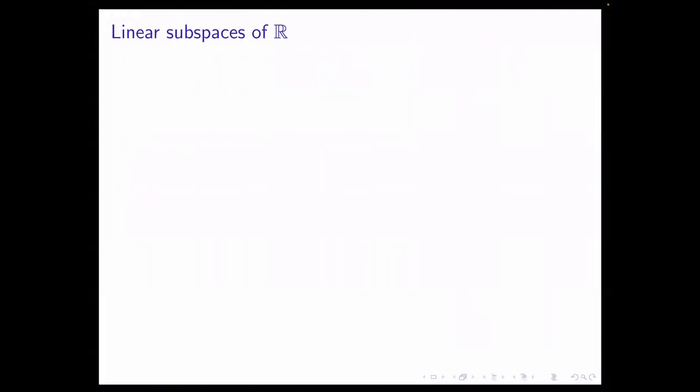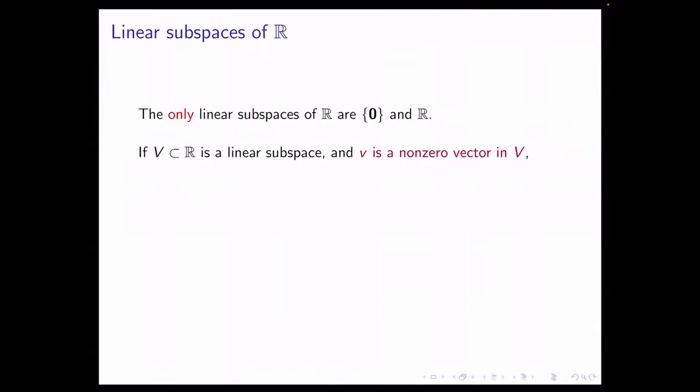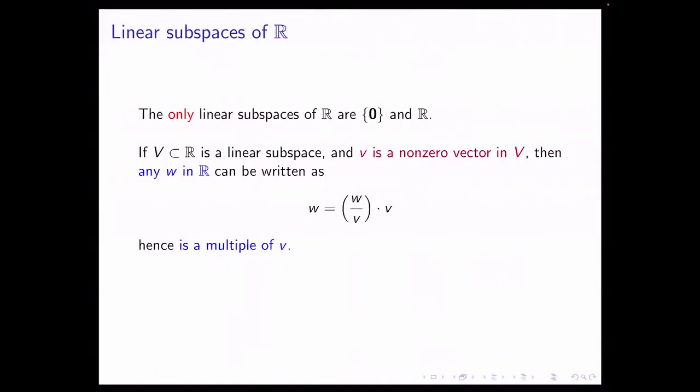Linear subspaces of R. The only linear subspaces of R are 0 and R itself. Let's see how it works. If V inside R is a linear subspace and little v is a non-zero vector in capital V, then any w in R can be written as w equals (w divided by v) times v. Right, so we can divide by v and multiply by v. Hence, it's a multiple of v. Since big V is linear and contains little v, it must also contain w. So that proves the statement.